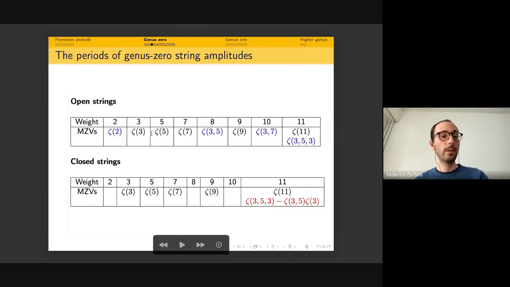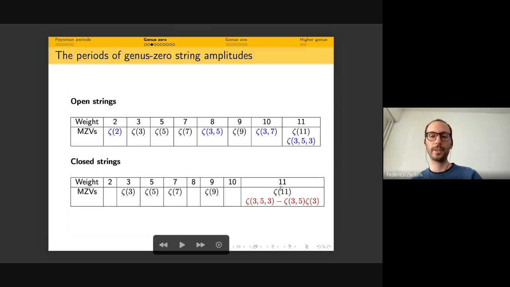And it turns out that in the open string case, you find something that you don't find in the closed string case. So in the open string case, you actually find all of them experimentally. And in particular, at weight 8, you start finding some irreducible multiple zeta values, which you cannot write as a product of simple zetas. While for the closed string case, you have to wait until weight 11 to find the first irreducible multiple zeta value, and it actually only comes in this particular linear combination.